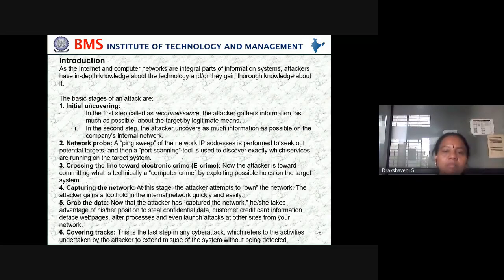In the second step, the attacker uncovers as much information as possible on the company's internal network. They try to see whether the information they have gathered is genuine, and what the companies are, and from where the IP address is, from where they want to hack the information. All these they will be doing in the initial uncovering.